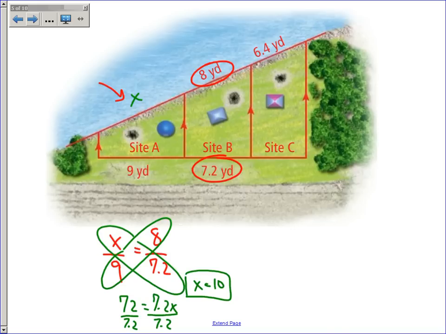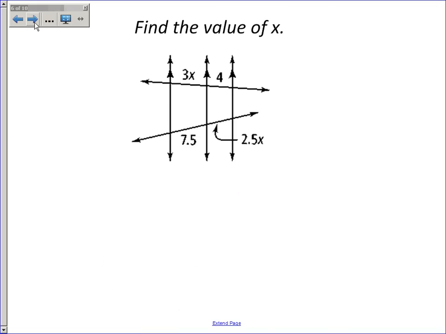Okay, not too challenging. Let's try one more. Again, keeping things as they sit in the picture. 3x over 7.5 is equal to 4 over 2.5x. Now, if you want to do it differently, for example, more like it was in the last one, 4 over 3x is equal to 2.5 over 7.5, you can. As long as you keep the ratio consistent in the proportion, you can solve it in more than one way.